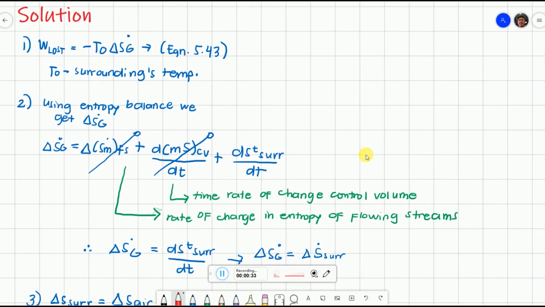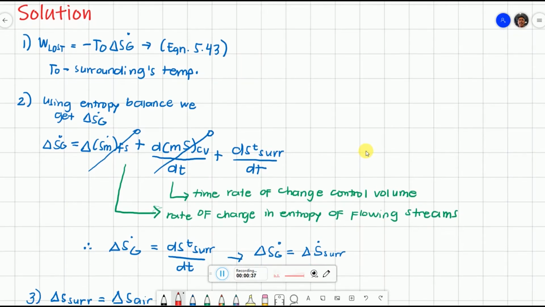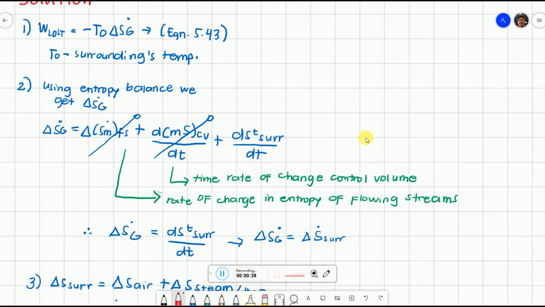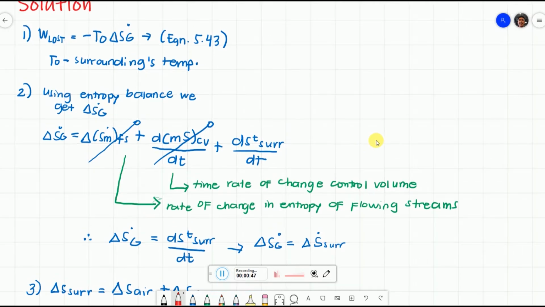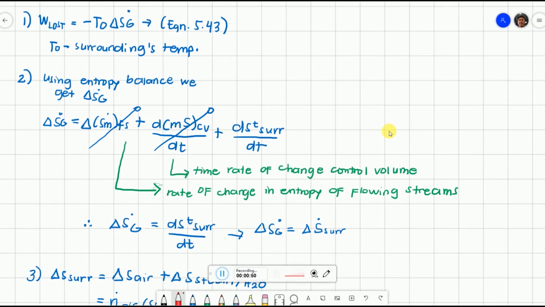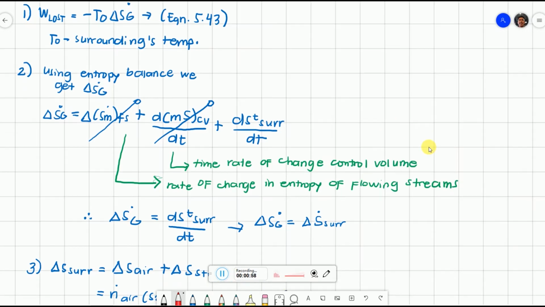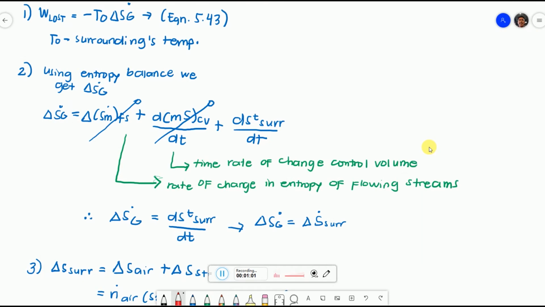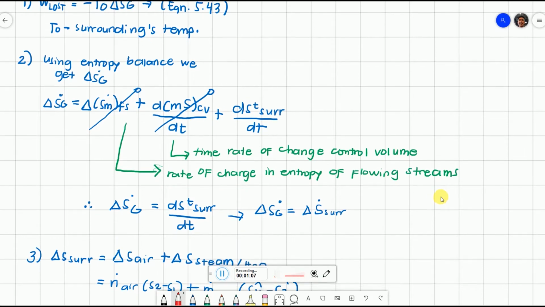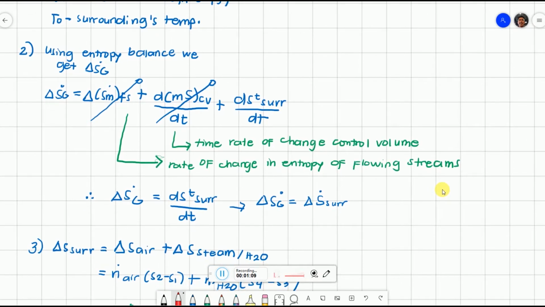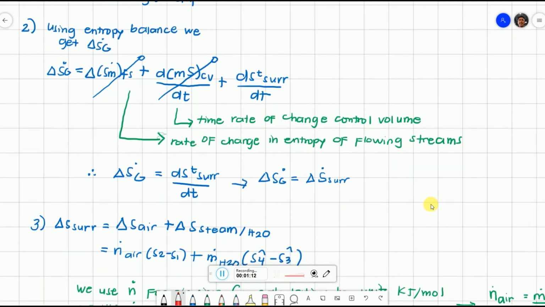To find the change of entropy of generation, we use the entropy balance, which is equal to the rate of change in entropy of the flowing streams plus the time rate of change of entropy of the control volume plus the time rate of change of the total entropy of the surroundings. We know that there is no rate of change in entropy of the flowing streams since there is no change of temperature, and there is no time rate of change of entropy in the control volume for the same reason. Therefore, the change of entropy of generation is just equal to the change of entropy of the surroundings.